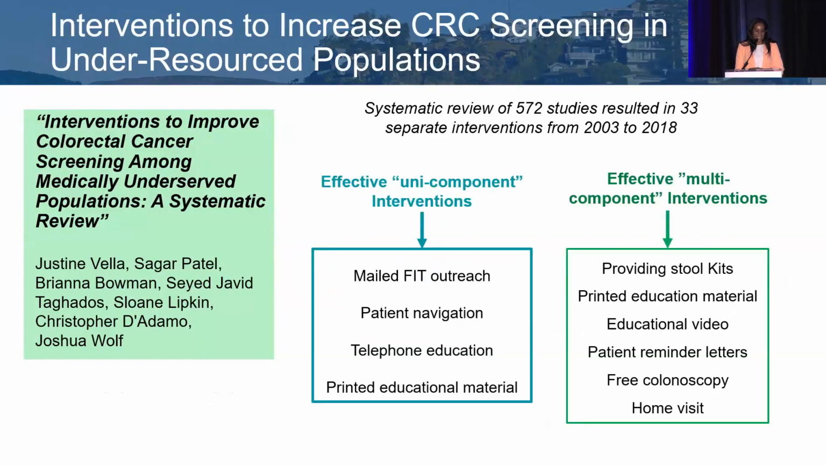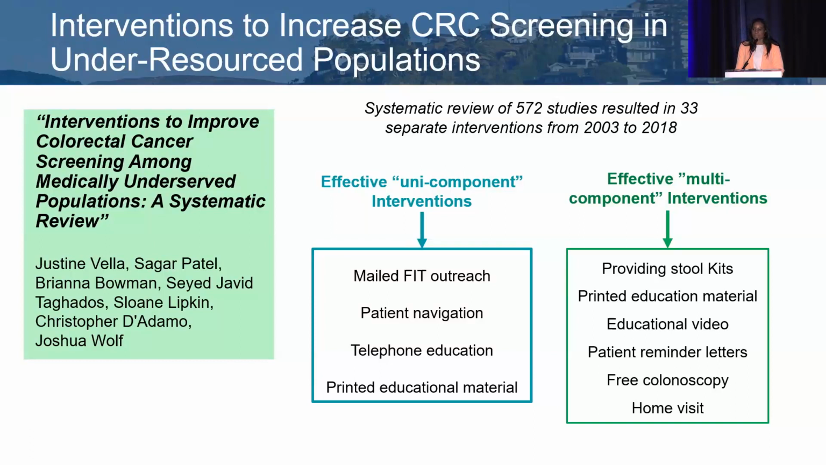The last abstract that I want to focus on that dealt with disparities looked at interventions to increase screening in under-resourced populations. So we've talked about how these disparities exist. We've talked about how they've worsened during COVID. What can we do to make disparities better? This is a systematic review. They were able to include over 500 studies and look at which qualified for their inclusion criteria, resulting in 33 studies that looked at interventions from 2003 to 2018.